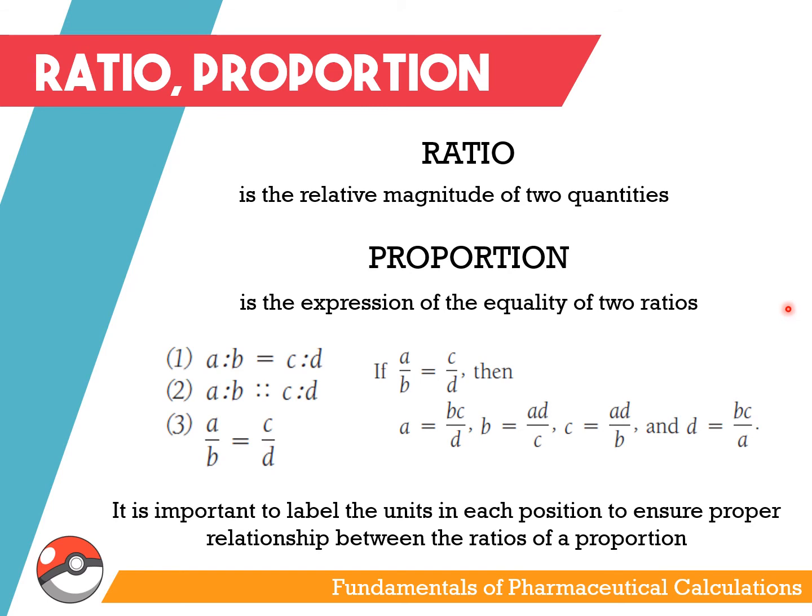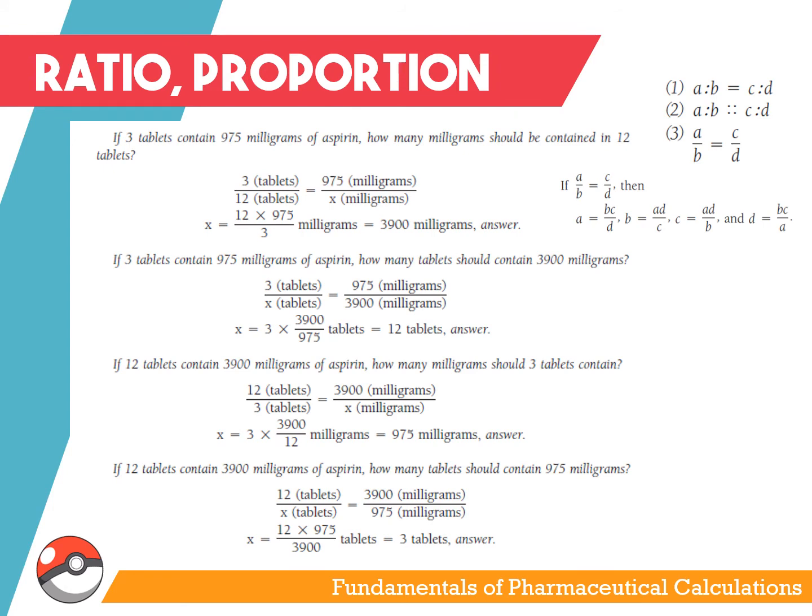Okay. It is important to label the units in each position to ensure proper relationship between the ratios of a proportion. So you need to practice in deriving formulas, okay? Practice and try to understand how we got this. Okay, so here are examples. I placed the formulas here for guidance.